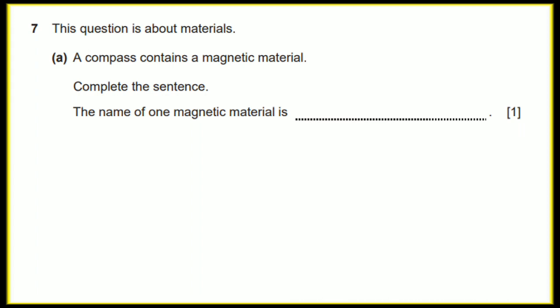So question 7. This question is about material. A compass contains a magnetic material. The name of one magnetic material is iron, steel, cobalt, nickel. So any of them, you can write any of these magnetic metals. So you can actually go into that place.